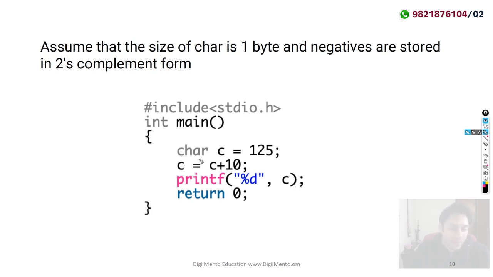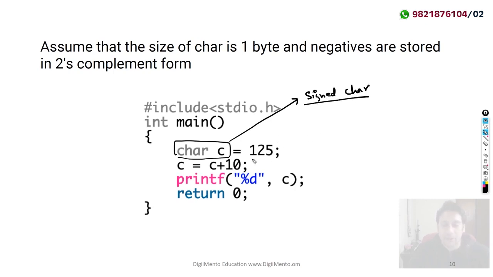See, whenever I'm saying character C, it means we have a signed character. By default the characters are signed characters. So I'm storing the value 125 in character C. And how can you convert this 125 to binary? So this is your 1 byte character.